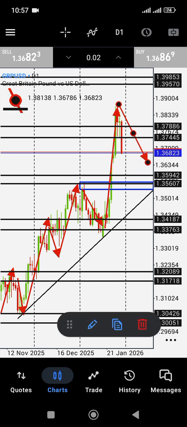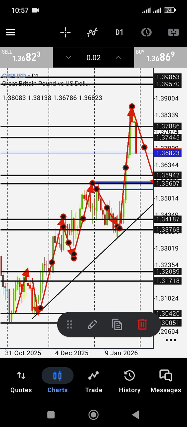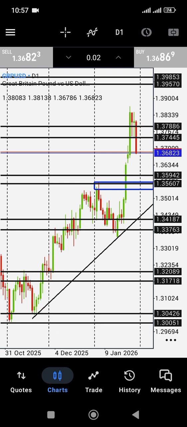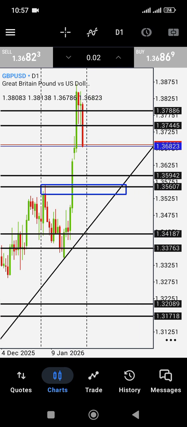So what we do now is wait for price to hit this previous higher high, which has turned into our support zone, which is the higher low. We'll wait for price to get there. So after we establish that price is making a series of higher highs and higher lows, we wait for price to get to this support zone.